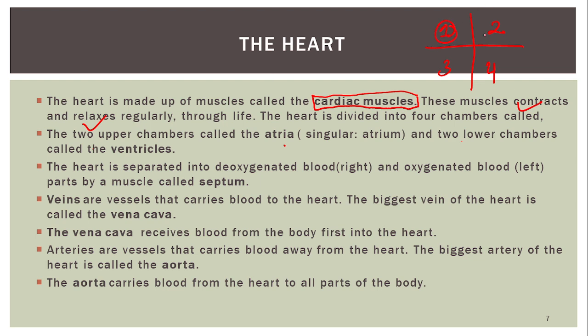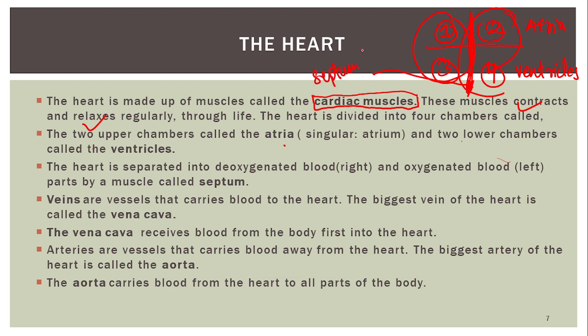So number 1 and number 2 are called atria. Number 3 and number 4 are called ventricles. We'll look at their names, don't worry. The heart is separated into deoxygenated blood in the right and oxygenated blood parts by a muscle called septum. So you see this line I drew over here, that's basically the septum.